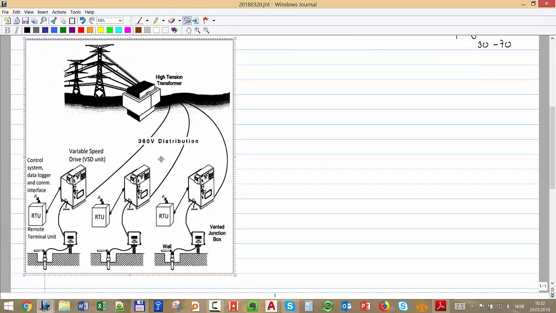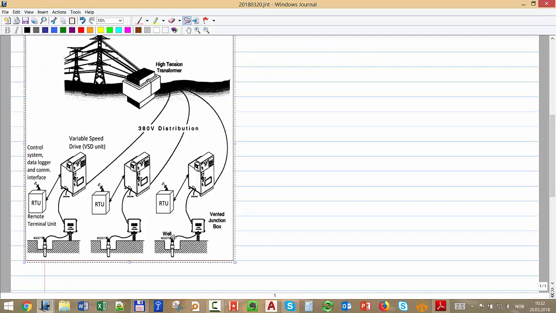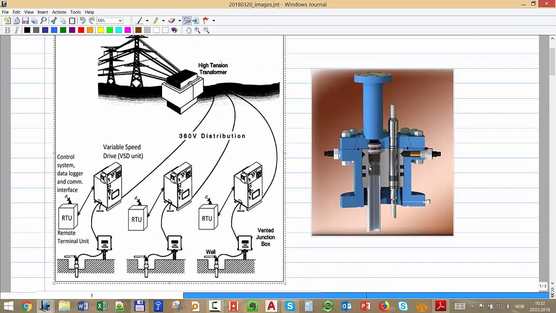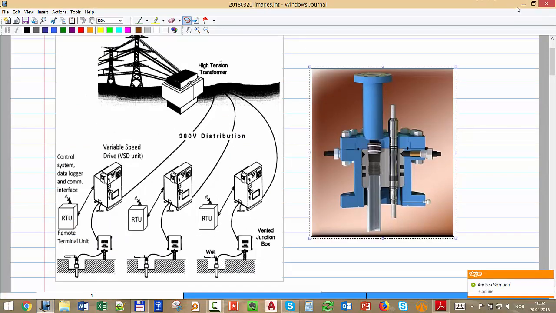Then, remember here you have a cable going inside. Remember that we have this tubing hanger.